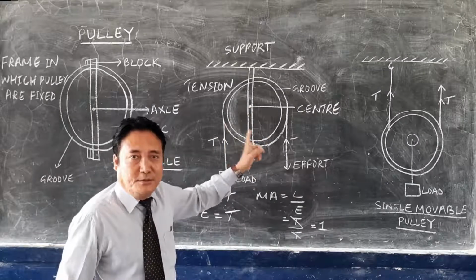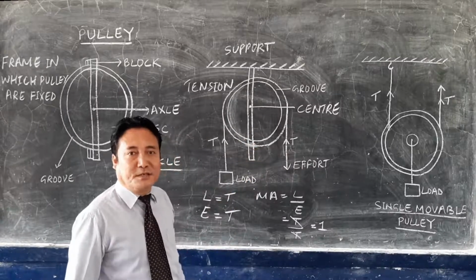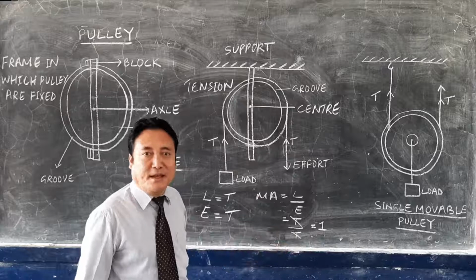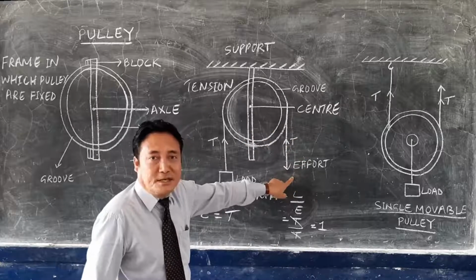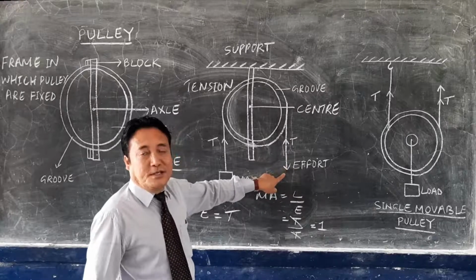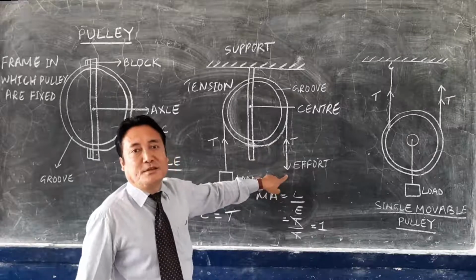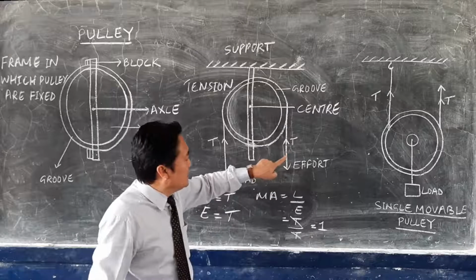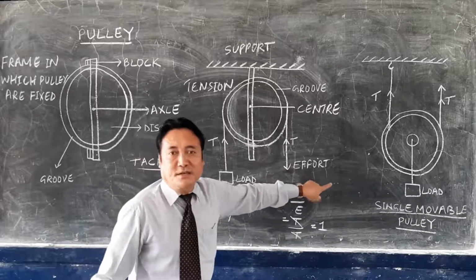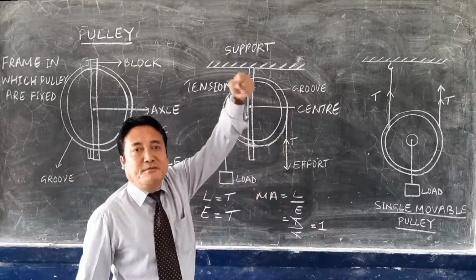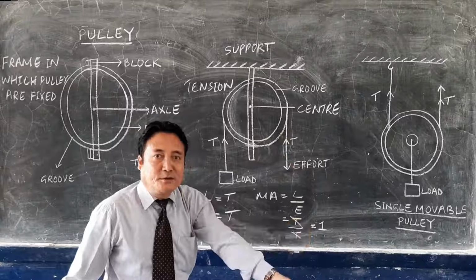They are widely used. There are two reasons why the single fixed pulley, though there is no gain in the mechanical advantage, is widely used. Number one reason is that the effort is applied in the downward direction, and it is easier to apply the effort in the downward direction. That means this single fixed pulley helps to change the direction of the effort, because instead of applying the effort in the upward direction, we apply the effort in the downward direction.